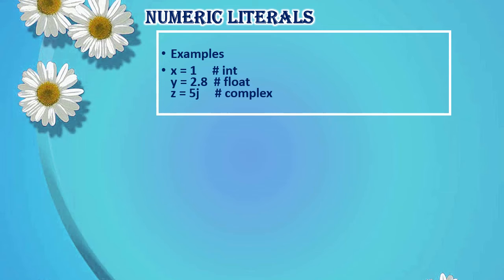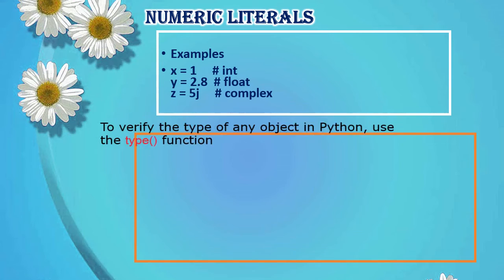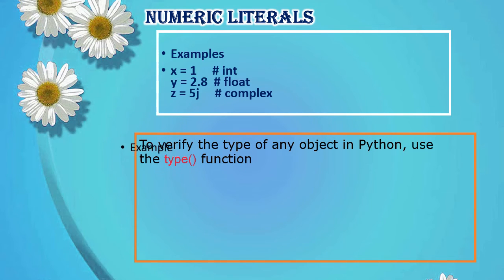If you want to check the type of any variable or object in Python, we can use the function type. See, if we print the type of x, it returns int because x holds an integer value. Likewise, the type of y will return float, and the type of z will return complex.